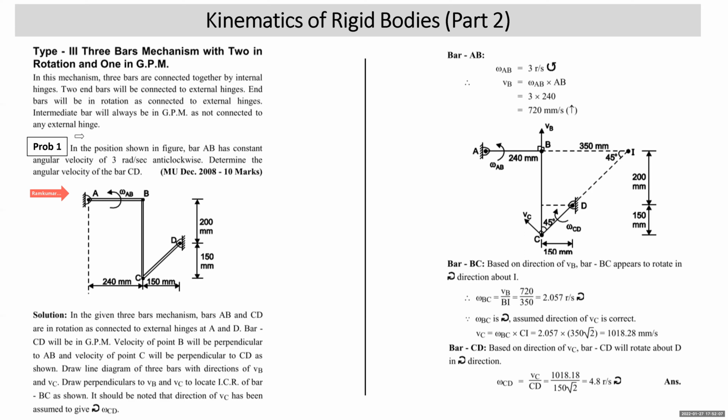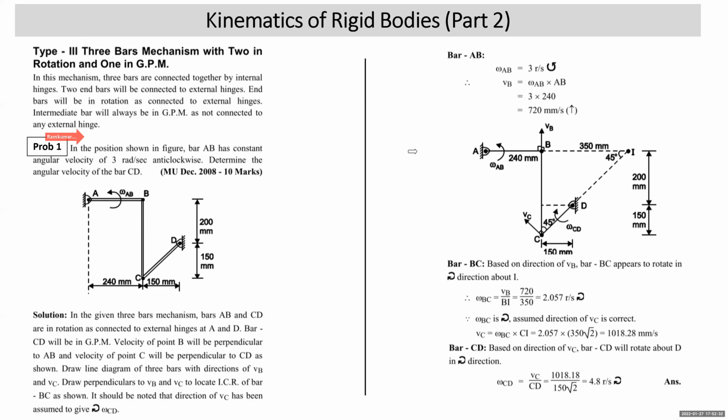So let's read the problem. In the position shown in the figure, bar AB has an angular velocity of 3 radian per second anticlockwise. Determine the angular velocity of bar CD. Now students, we have understood that AB is in rotation since it is connected to an external hinge at A. Bar CD is in rotation since it is connected to an external hinge at D. Middle bar BC is in general plane motion.